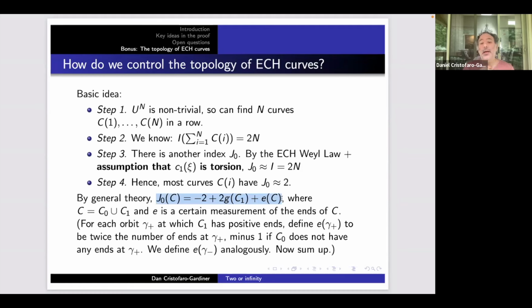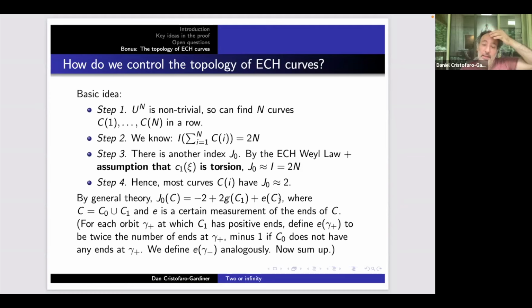Okay, so if it was a cylinder, then this genus term would vanish, and then this E term, this measurement of the combinatorics of the ends, would be 4. So that's the kind of thing that we actually want. But there are other ways J0 could be 2. Like the G term could be 1, by the G term I mean the genus could be 1, and the E term could be 2. Right. So that's the formula you have to stare at.